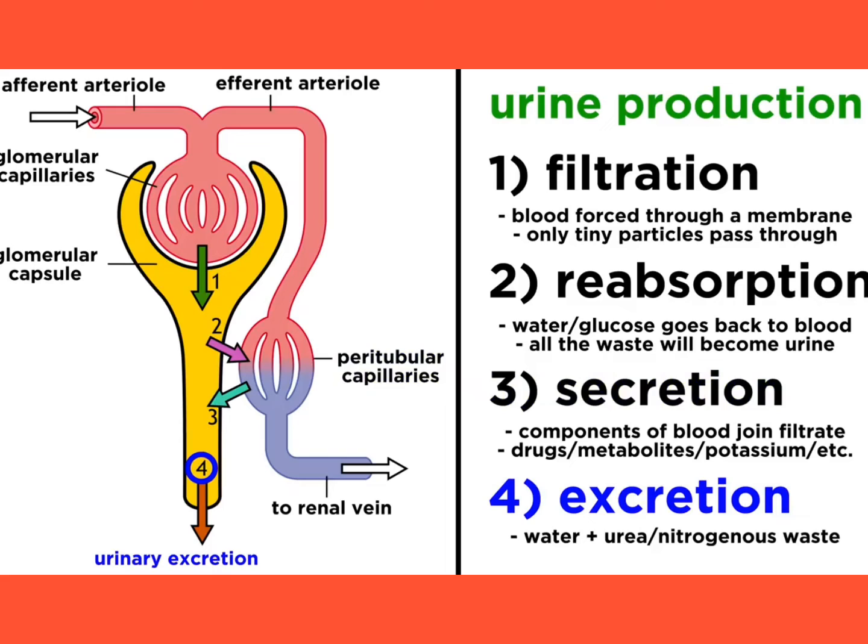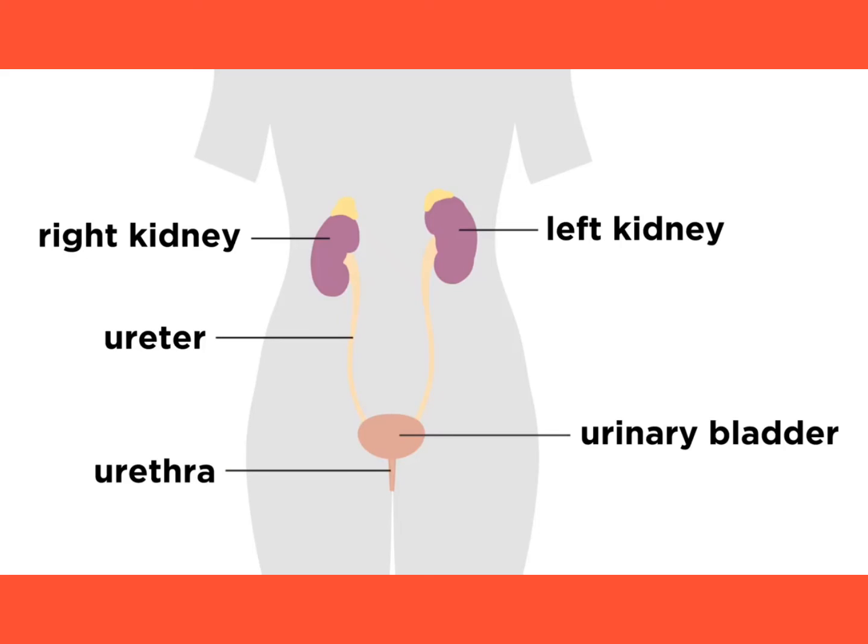In the end, urine is almost entirely water, but contains lots of urea, which is the result of the breakdown of amino acids, as well as other nitrogenous wastes like uric acid and creatinine. There are also various ionic solutes like sodium, potassium, phosphate, and sulfate. So once the urine has been produced, it has to leave the body.